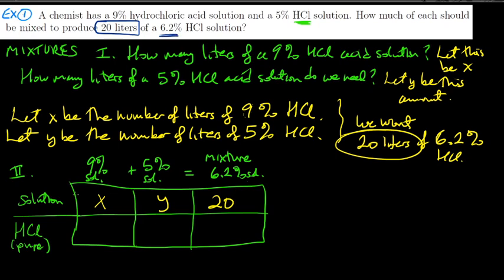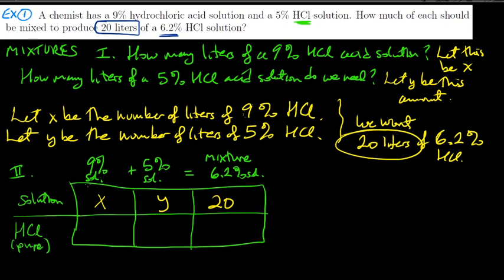Okay. So, again, if you like, you can try 10 and 10, because 10 plus 10 is 20. And that usually doesn't work. So we're probably not going to divide this up evenly. It's not 10 liters of the 9% and 10 liters of the 5% to give you 20 liters of the 6.2%. One of these days it might be exactly half and half, but usually not.